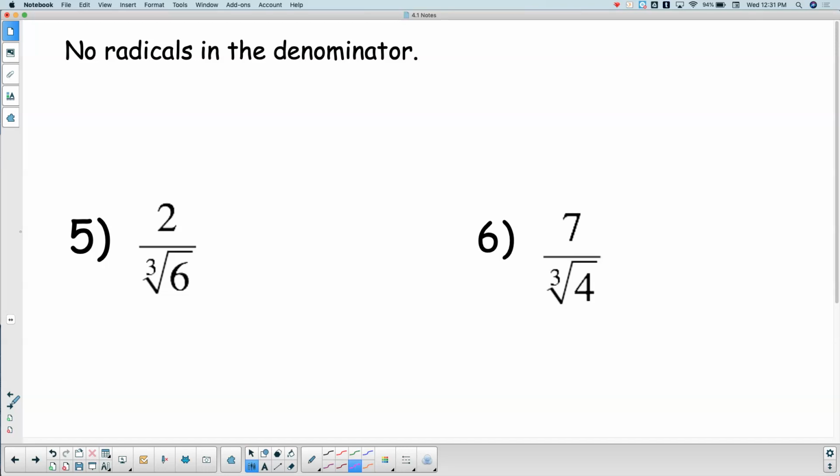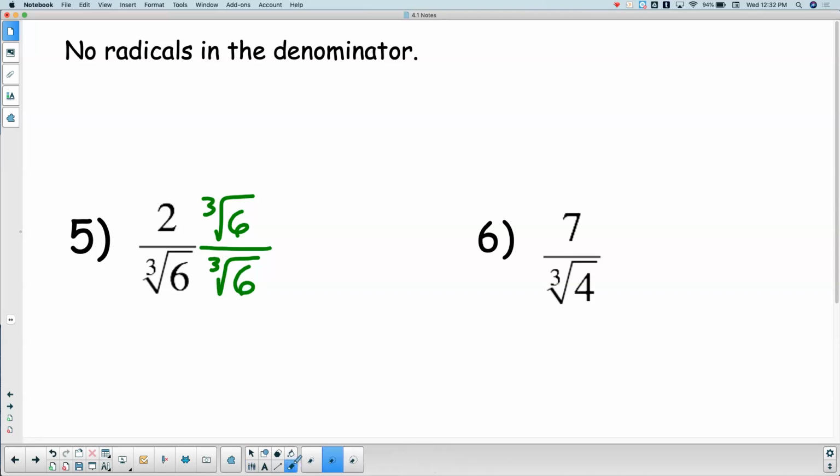On Monday, we would multiply this by the cube root of 6 over the cube root of 6. What's the problem with that? Radical, because I have the cube root of 36 now. I'd have to go another one again.